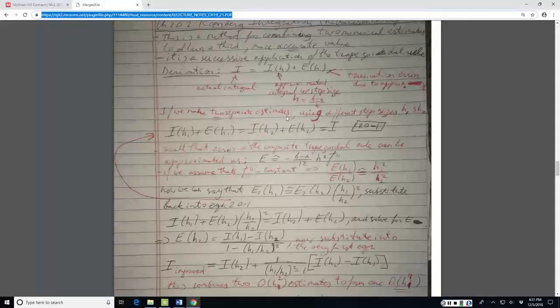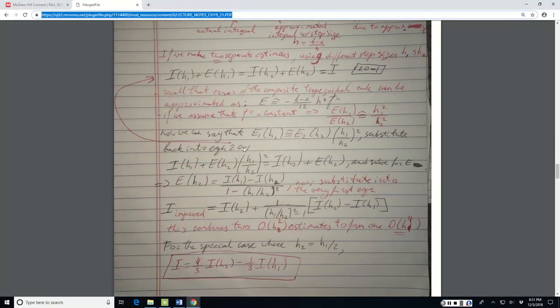And you can also do the same thing to derivatives. So the next chapter, chapter 21, is going to be about the derivatives. So you can also use a similar formula to improve the accuracy of numerical derivatives.